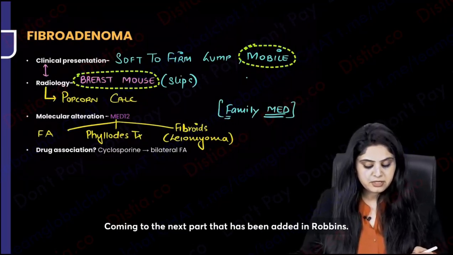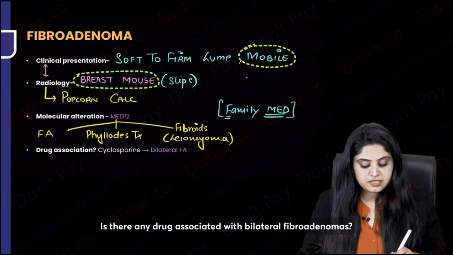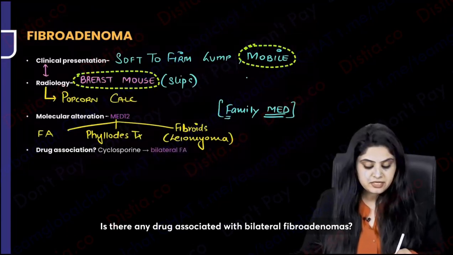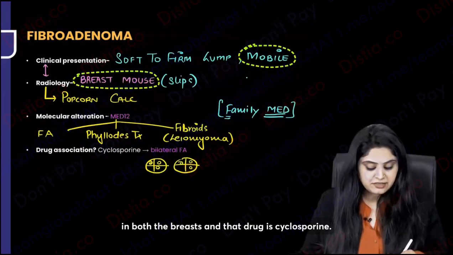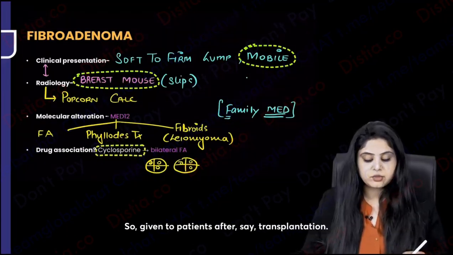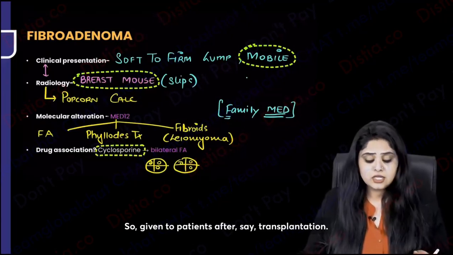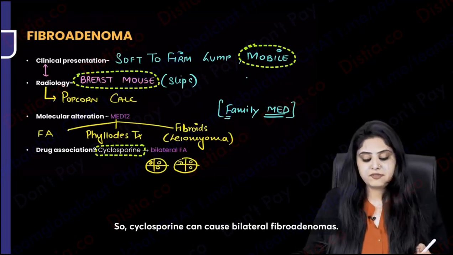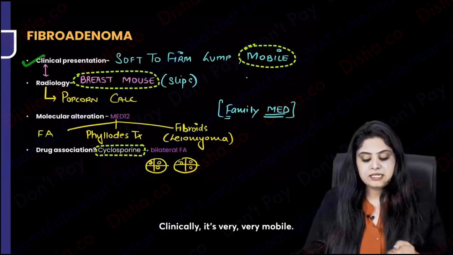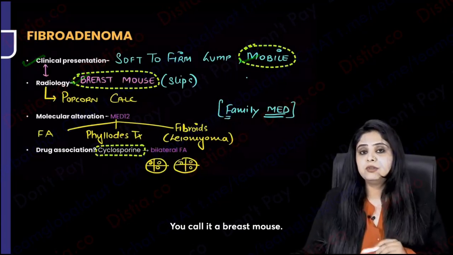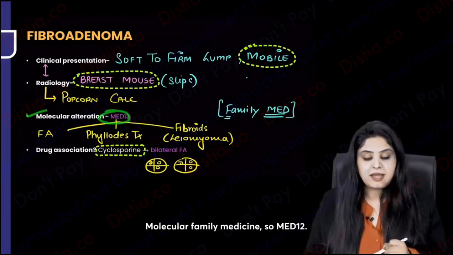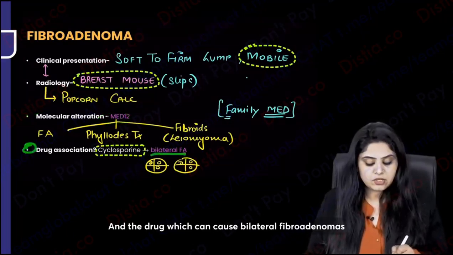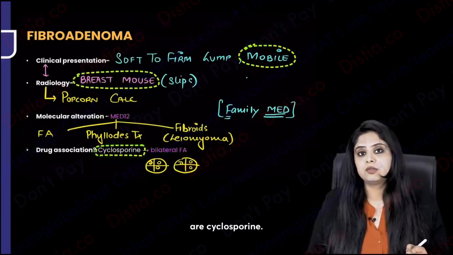Coming to the next part that has been added in Robbins: is there any drug associated with bilateral fibroadenomas? Meaning multiple fibroadenomas happening in both breasts, and that drug is cyclosporin. Again, something that is added, given to patients after, say, transplantation. So cyclosporin can cause bilateral fibroadenoma. So quick revision: clinically it's very, very mobile. You call it a breast mouse. Radiologically it tends to show the famous popcorn calcification. Molecular, family medicine, so MED12, and the drug which can cause bilateral fibroadenomas is cyclosporin.